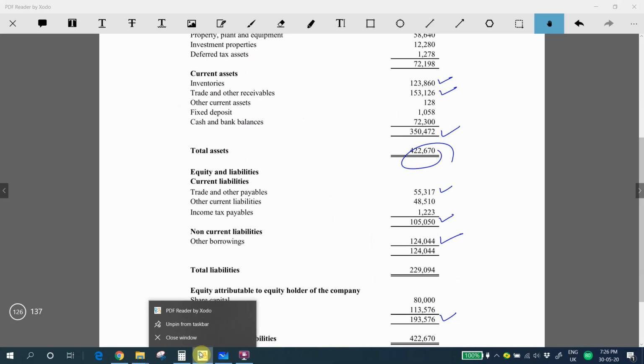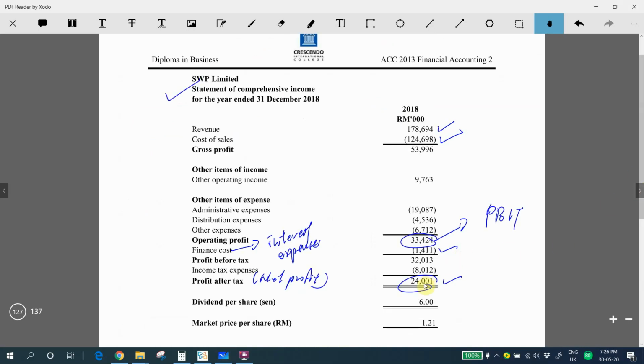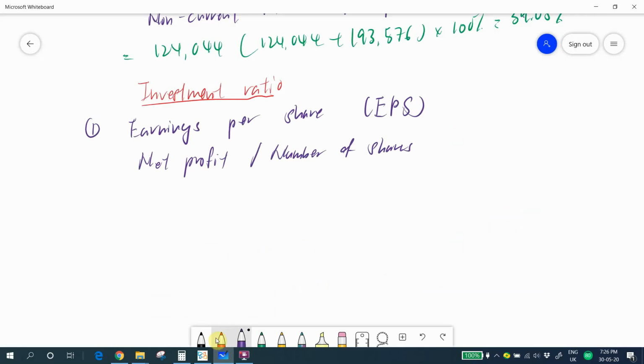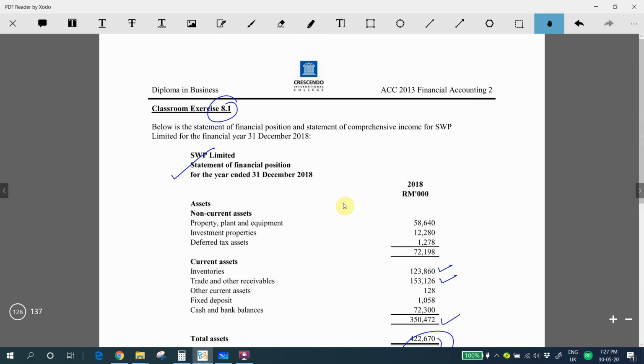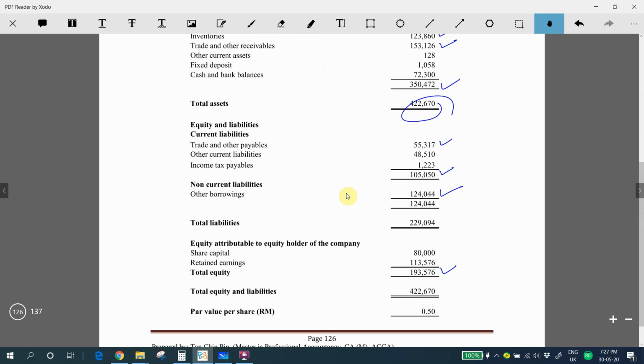We have the net profit, I guess. The net profit is 24,001. Next, we have to find out what is the number of shares for the company. So for the number of shares, we can have a look in our statement of financial position. Here it says that the value for the share capital is 80,000 and the par value, the original value of the share, is 50 cents each.